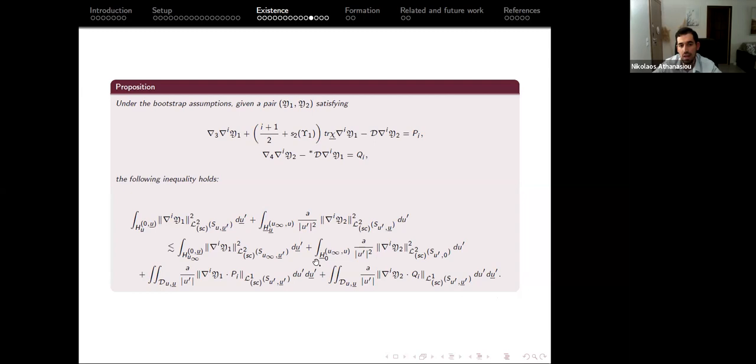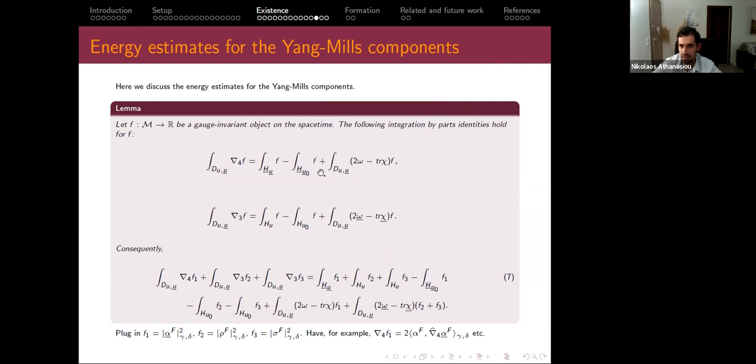And this is basically the idea of how the energy estimates for curvature go. And the energy estimates for the Yang-Mills component are also handled in the same way. So let me give an idea of how this can happen. If f is a gauge invariant object on the space-time, let's say a function, the following integration by parts identities hold, which put together give you this.